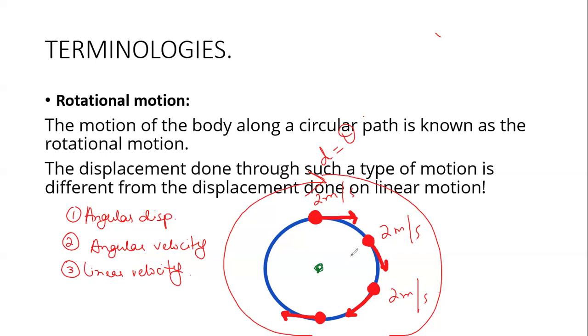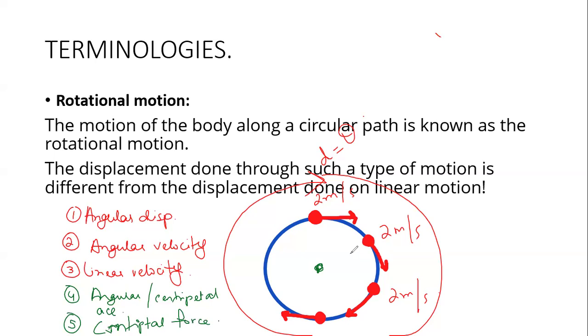Then, obviously, since in linear motion we have acceleration, just like that we have angular acceleration. We call it angular, or more commonly, centripetal acceleration. And finally, whenever there is acceleration, there is a resultant force. That resultant force is centripetal force. So these are some of the things that you are going to study under this topic.